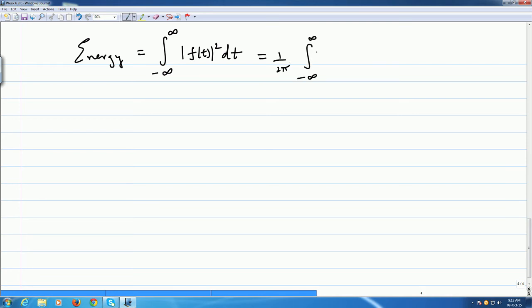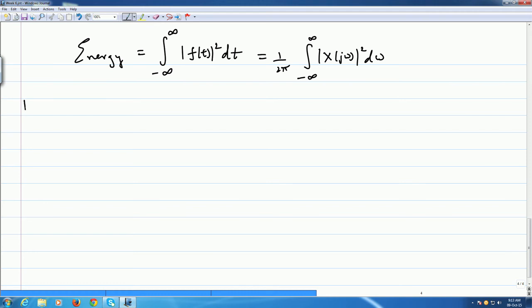minus infinity to infinity absolute value of X of j omega squared d omega. Okay, so, this is called Parseval's relation, and this is used in quite a few of these questions. Okay. And okay, so this is used in question number 8 and question number 10 and so on. So, maybe I will do question number 10 for you.